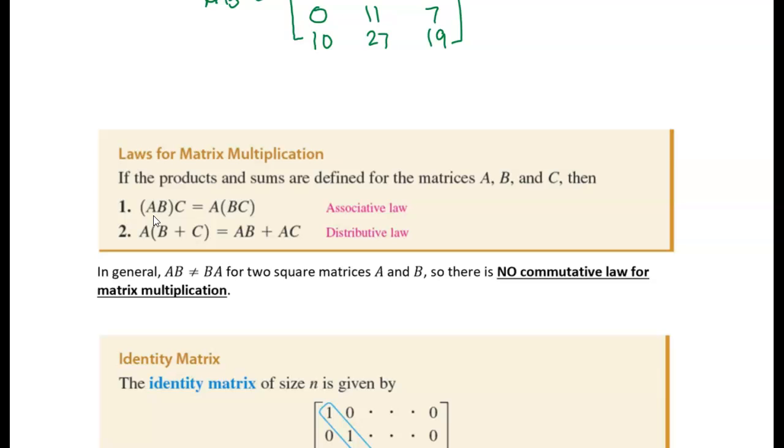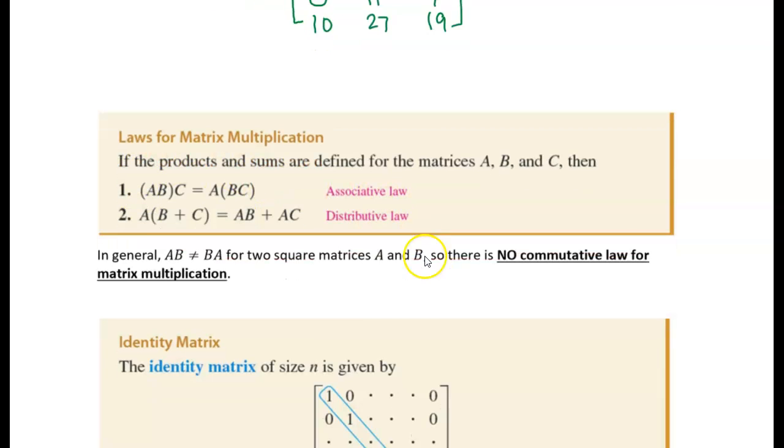There's also a distributive law. So if you have a matrix times the sum of two matrices, you could add the two matrices, B and C, and then multiply by A. Or you could take the matrix A times matrix B and add matrix A times matrix C. Okay, so there's a distributive law for matrices. There's just no commutative law.